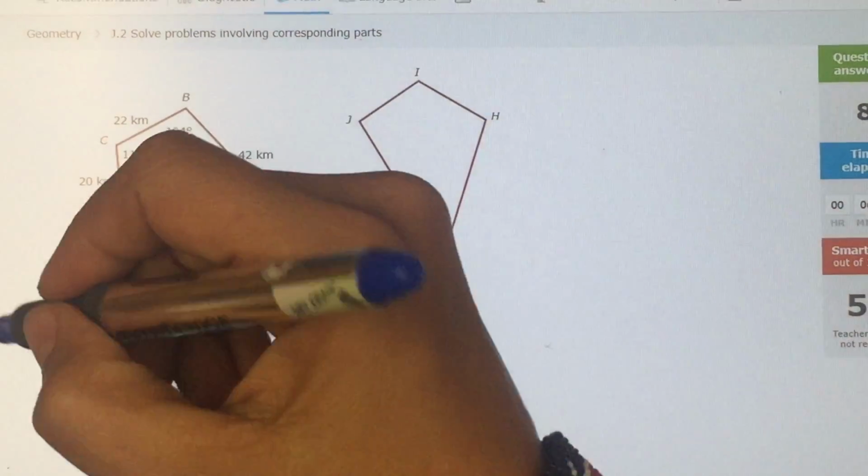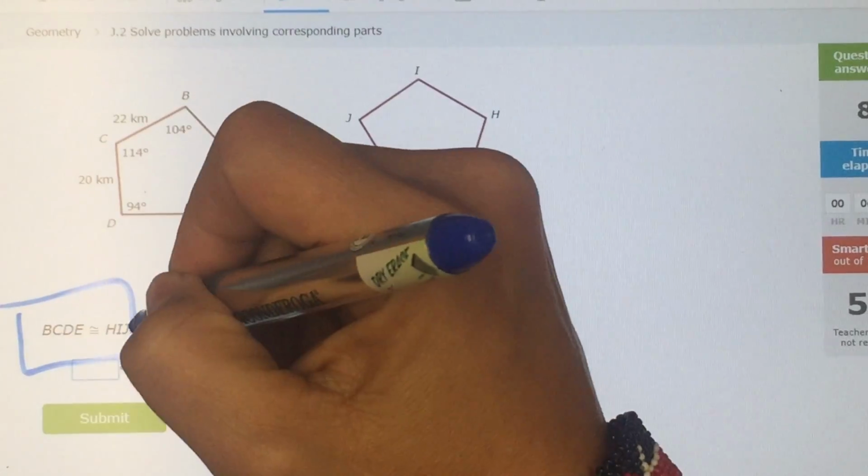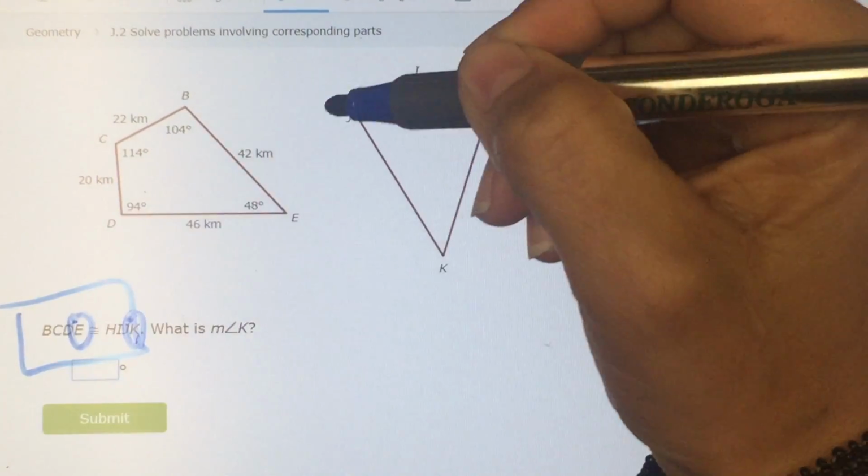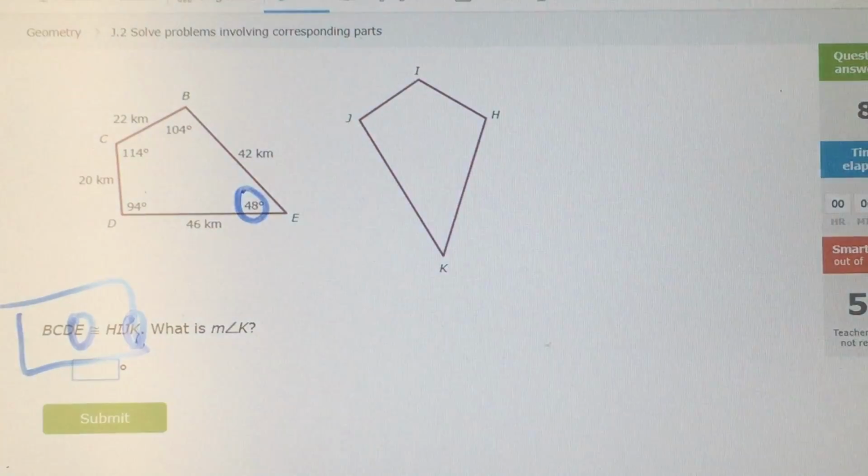I love it when they write it. K is the last one, so it's going to be E. Find E. 48.